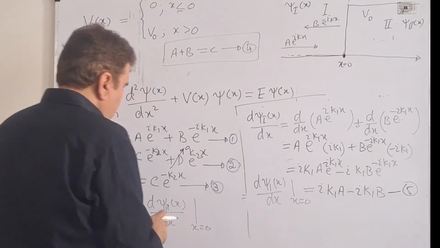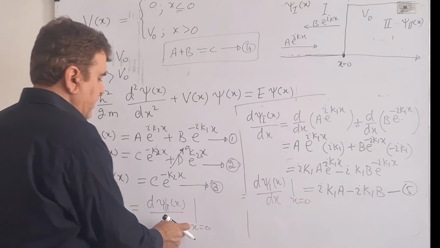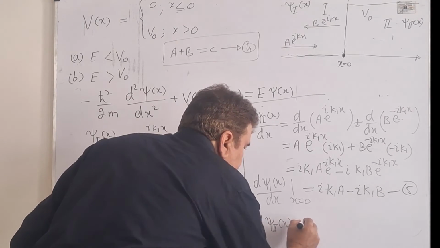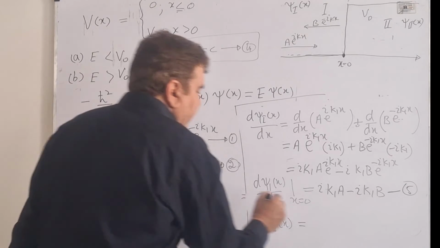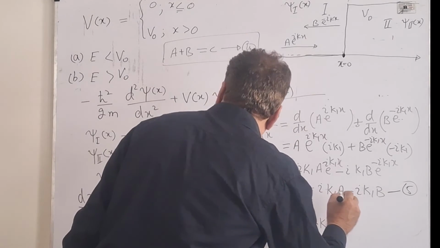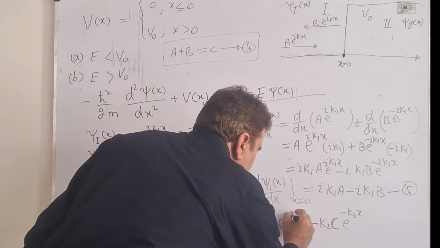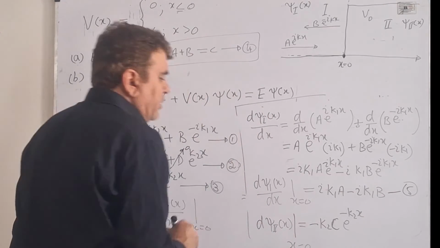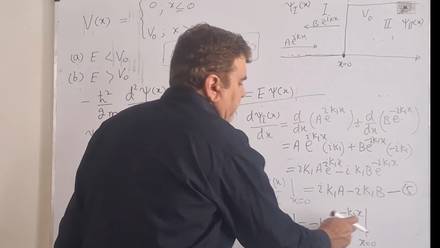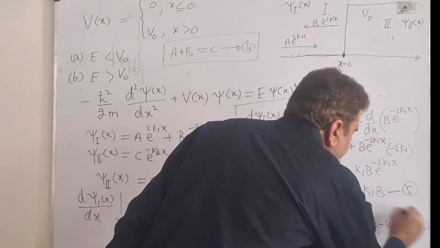And I call this equation 5. Now I want to find the derivative of this wave function, and then find that at the boundary x equal to 0. So I write d psi 2 of x, the derivative of this is equal to minus k2 times c raised to the power minus k2x. And if I put the value at x equal to 0, the exponent would be 1, and I will just get minus k2 c. I call this equation 6.